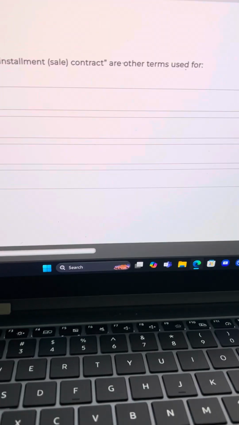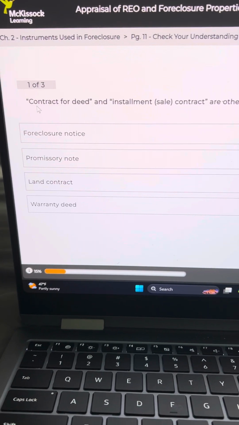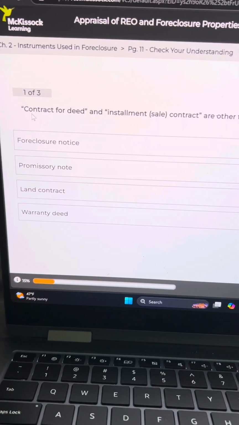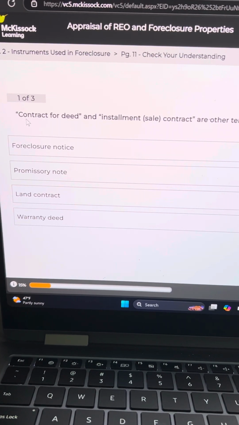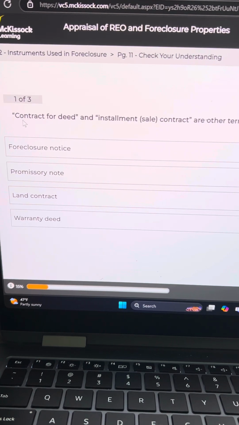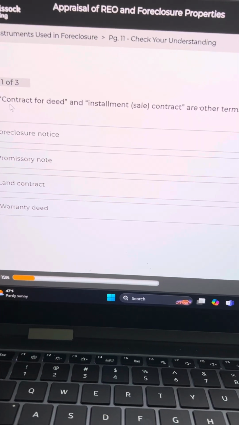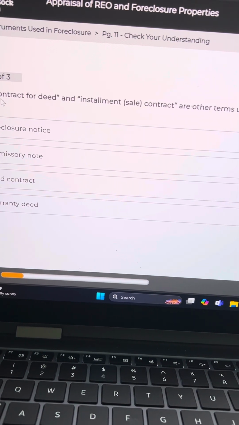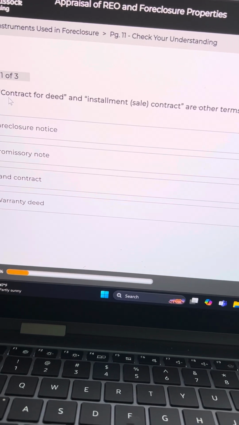Page 11, quiz. Number 1, contract for deed and installment sale contract are other terms used for A, foreclosure notice, B, promissory note, C, land contract, or D, warranty deed. I'm going to go C, land contract.